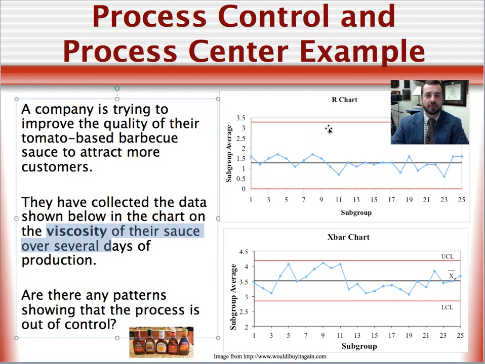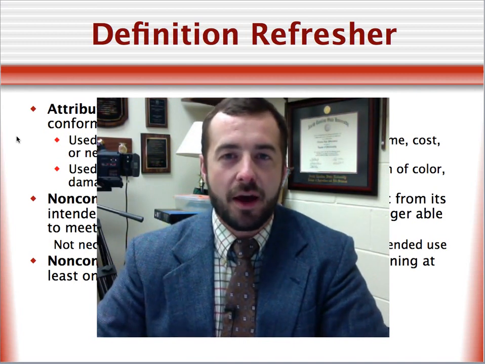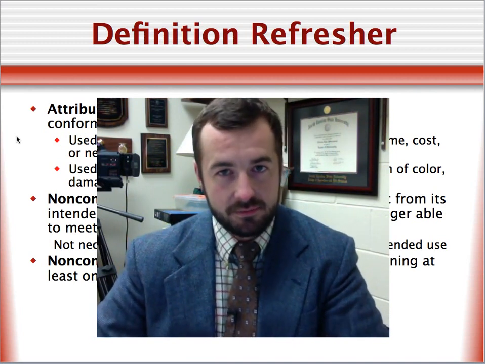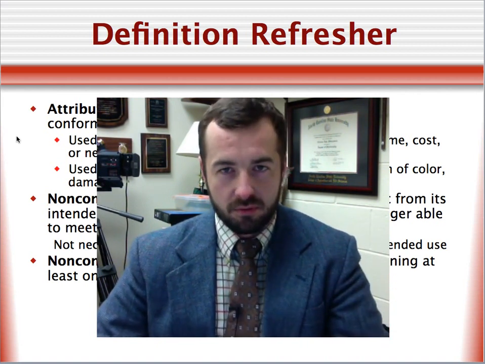We have our R chart and our X bar chart. Here we can see that most of the data is in control. In fact, all of this data is in control. We have our central line and our control limits for each graph. And we can use this data to ask, are there any patterns showing that the process is out of control? Let's take a step back and think about, is the quality characteristic, viscosity in the previous example, always measurable?